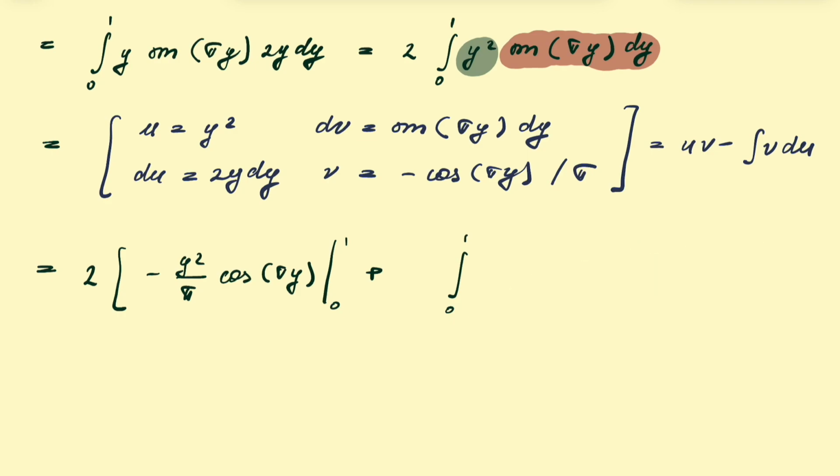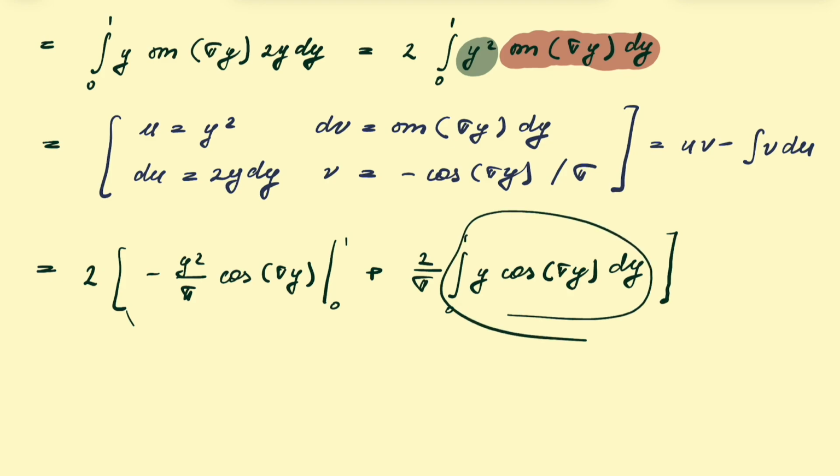Also, we have constants like 2 and 1 over pi, we can combine them, and then we are left with y times cosine of pi times y, right, dy. Great. Now all that remains is to compute this integral and also apply limits for this expression. Let's do so.